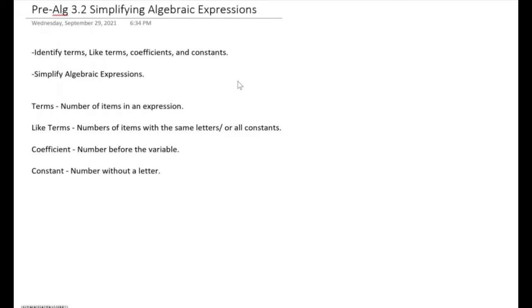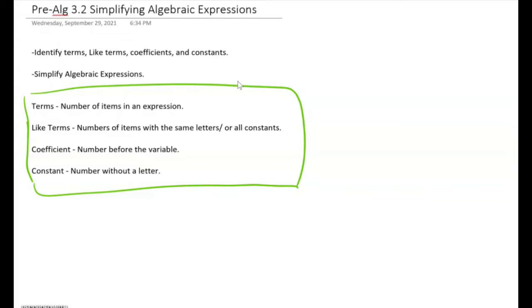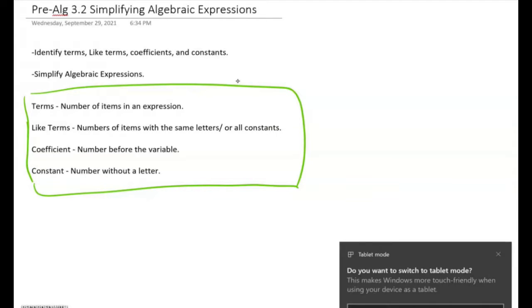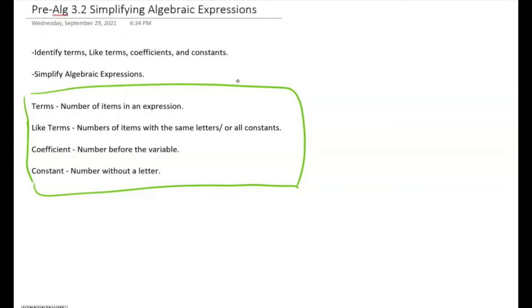So I want you to take a moment and write down all of these definitions here, and we're going to talk them through as we go. So just as you write, I will read them to you. Terms are the number of items in an expression. Like terms are the number of items with the same letters in an expression, or things like all constants. And we define constant right down here. So a constant is a number without a letter.